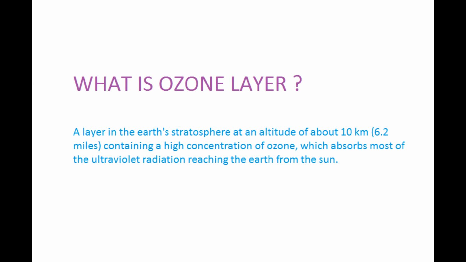What is the ozone layer? A layer in the Earth's stratosphere at an altitude of about 10 kilometers, 6.2 miles, containing a high concentration of ozone, which absorbs most of the ultraviolet radiation reaching the Earth from the Sun.